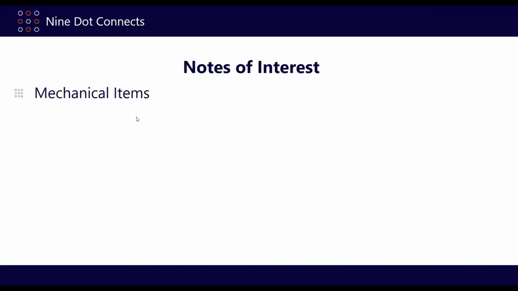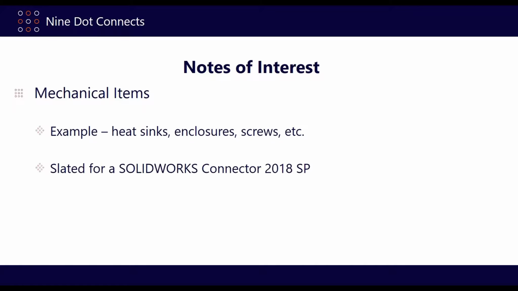A lot of times people are asking about mechanical items. Can I push enclosures? Can I push over heat sinks, screws, those types of things? Not right now. However, it is definitely slated for the SolidWorks Connector 2018. So it is very much forthcoming. It is a top priority for SolidWorks to get this to work, because obviously without being able to push over things other than the board and the connectors, you're a little bit limited. But they're very aware of it. You still can push things through individually, which we've traditionally been doing, but again, it's a lot easier when it works through the connector, and that is forthcoming.